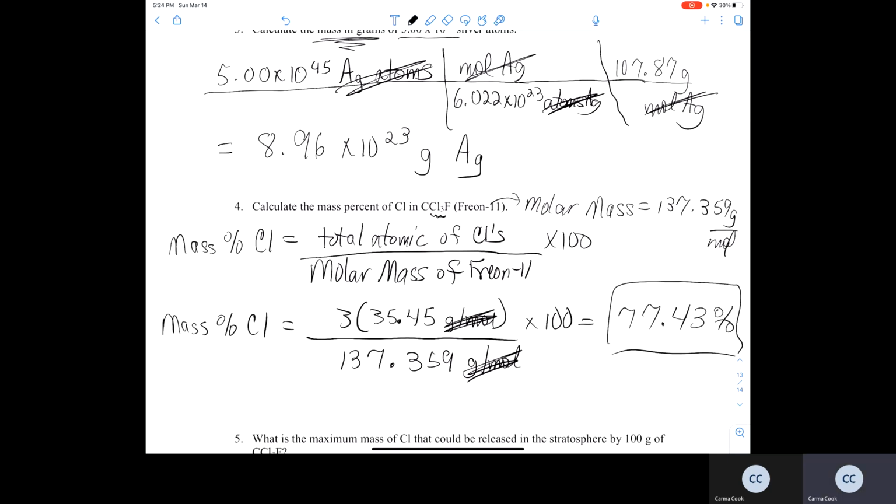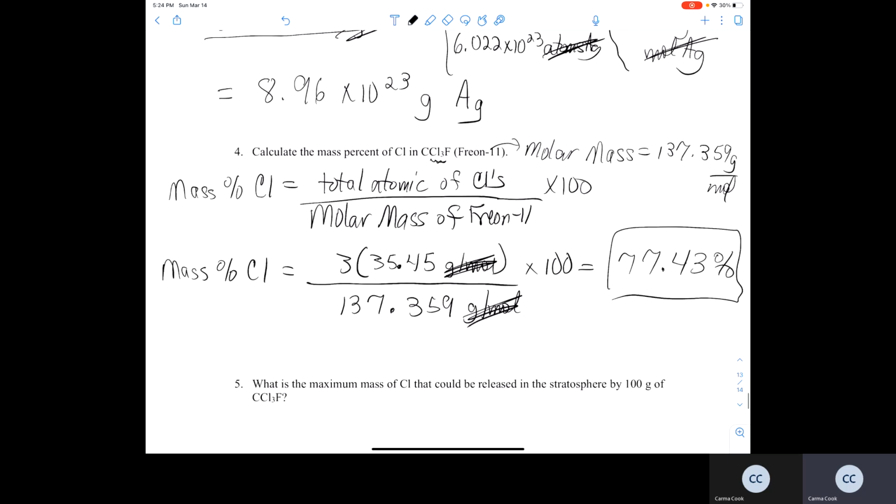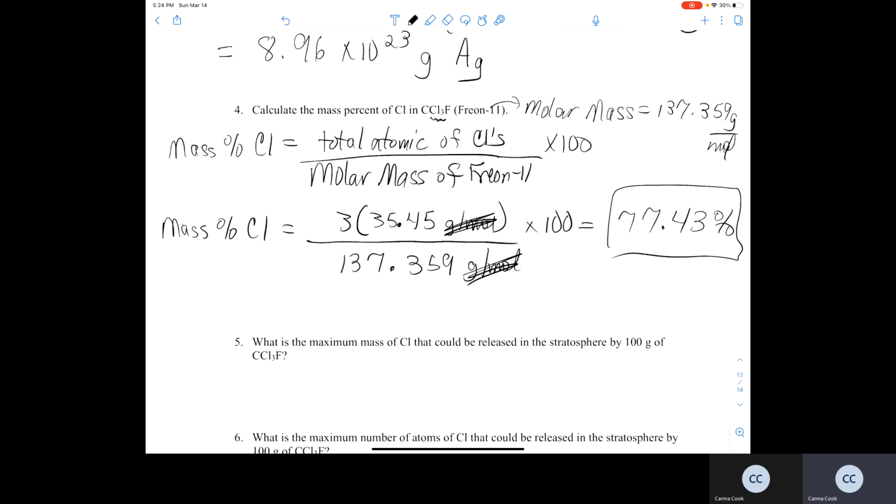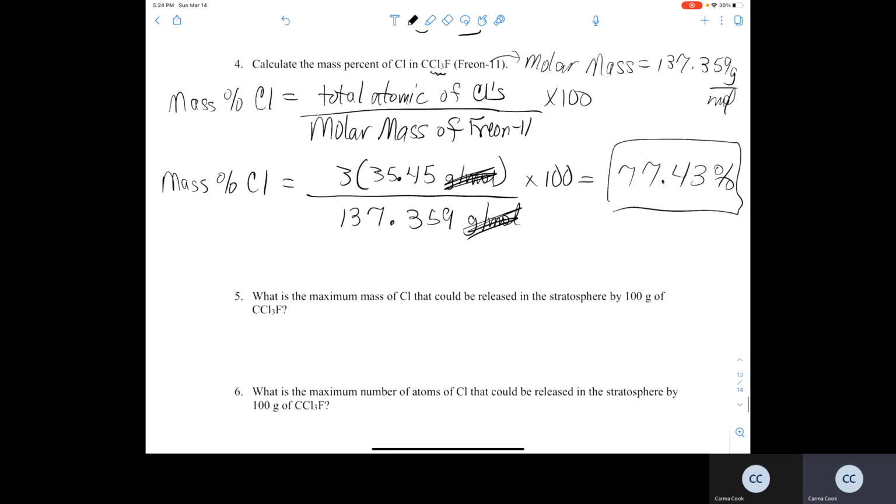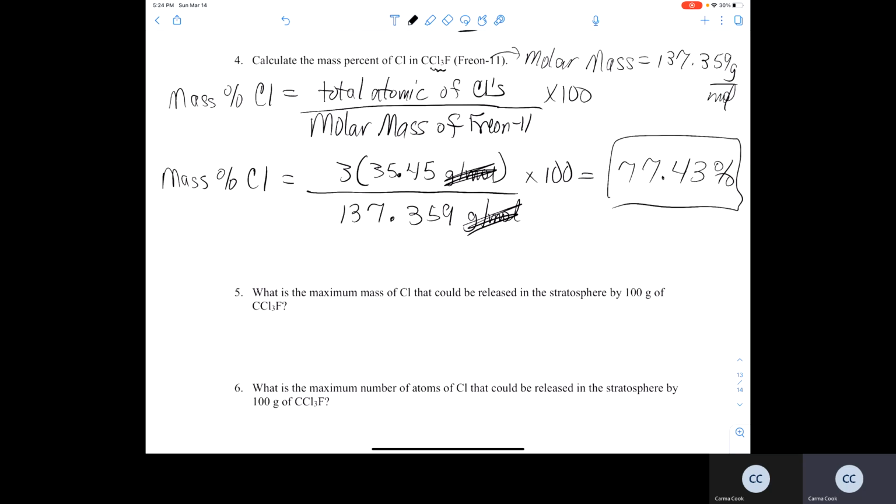So 77.43% of Freon 11 is chlorine. That's why Freon 11 was so bad for the ozone layer, because for every molecule of Freon 11 that was being put in the atmosphere, 3 chlorine radicals can form. And therefore, you've got 3 chlorine radicals free to break down ozone per every molecule of Freon 11 that we put into the atmosphere. So that's why it was so bad for the ozone layer.